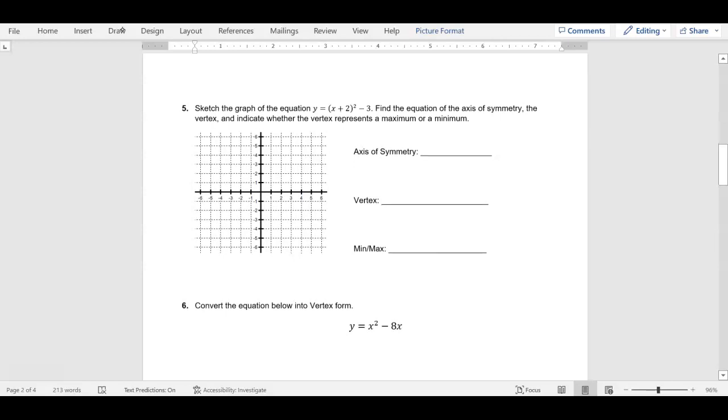Okay, now we want to sketch the graph. Okay, now again, you can always graph this and then control T to get some points to plot on the table. Okay, but I can see that the vertex is at negative 2, negative 3, right? So remember, this is a lie. So the vertex is really negative 2, negative 3. So negative 2, negative 3 is right here. And notice the a value, it's not negative, it's not stretched, it's not compressed. If there's no number in front of that parentheses, then it's just a regular parabola.